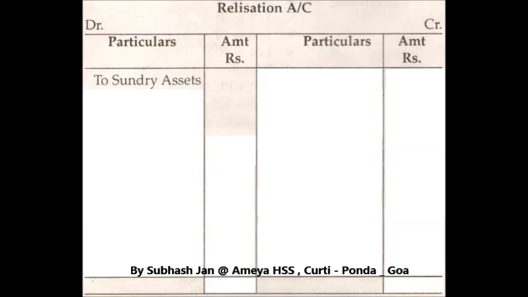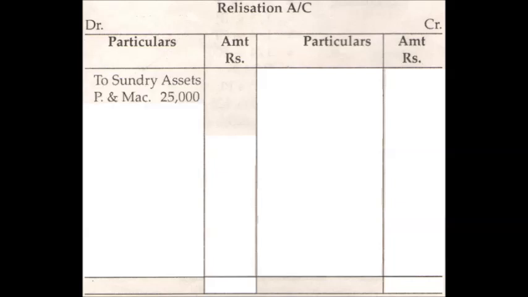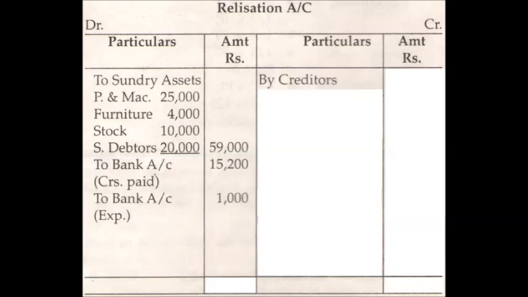So you make one entry to sundry assets, below that plant and machinery, the same book value, the balance sheet value. Plant and machinery 25,000, furniture 4,000, stock 10,000, sundry debtors 20,000. The total becomes 59,000, which you take in the outer column. Then we have to transfer all the external liabilities to the realization account. You have only one liability there, by creditors rupees 16,000. After this, you look at the adjustments.